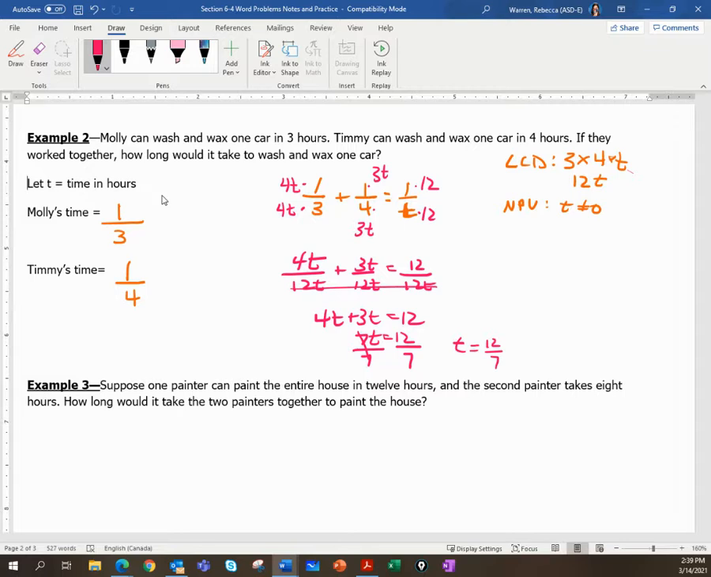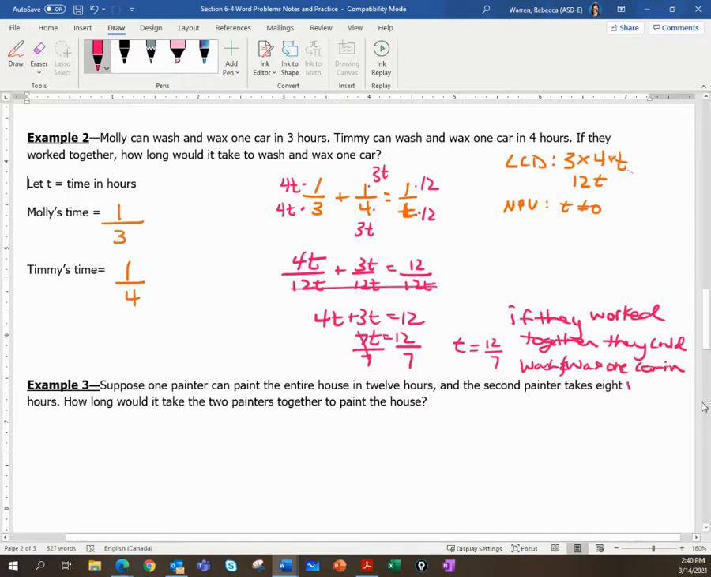And the way that you would answer this is with a sentence. So you would just say, if they worked together, they could wash and wax 1 car in 12 over 7 hours.